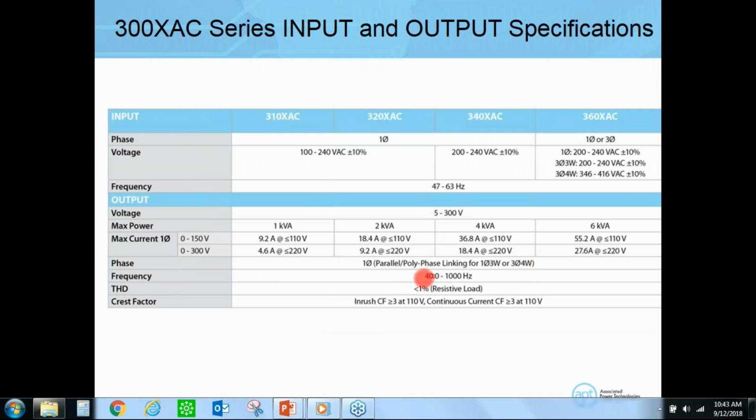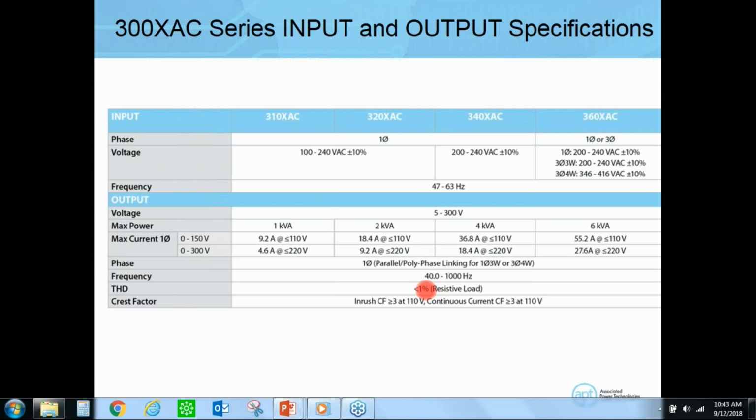Frequency output, this is another important thing. We're able to generate anywhere from 40 hertz to 1,000 hertz. So if your application requires 800 hertz, you don't have to go out and look for some frequency generator, because you have the source that's capable of driving this kind of voltage and current at these frequencies.